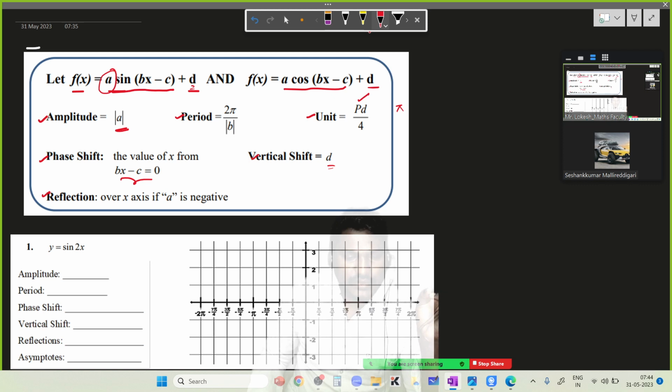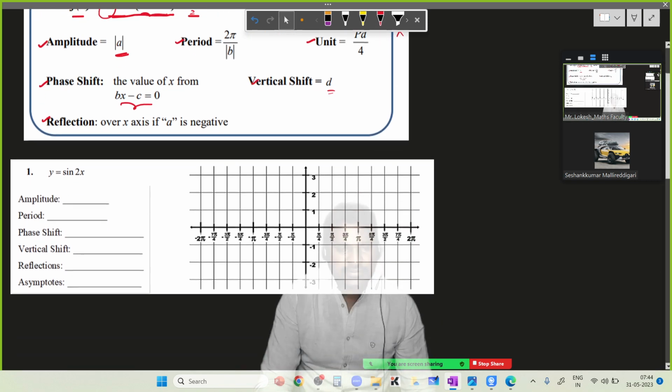Amplitude is the absolute value of a, the period will be 2 pi by mod b, where b is the coefficient of x here, and the unit will be pi d by 4. The phase shift will be bx minus c equal to 0. That means we have to equate the inside part of the function to 0 and find the value of x. The vertical shift will be d, and reflection will be over the y axis if a is positive, over the x axis if a is negative. So with this prior information we can solve the problem.